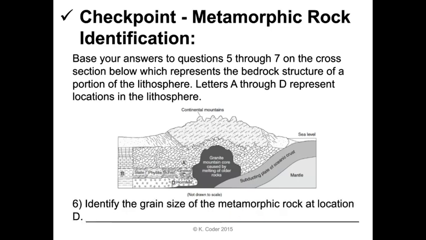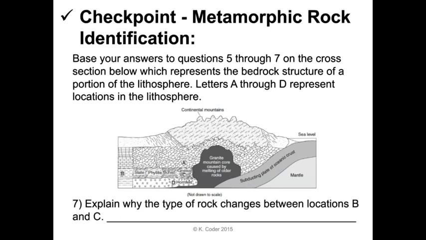6. Identify the grain size of the metamorphic rock at location D. Now we see D at the bottom. D is identified as the rock hornfels. So if you look at your reference tables, you can see the grain size of hornfels, and that is fine.